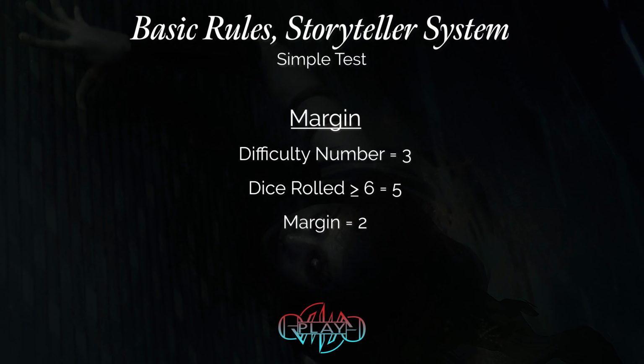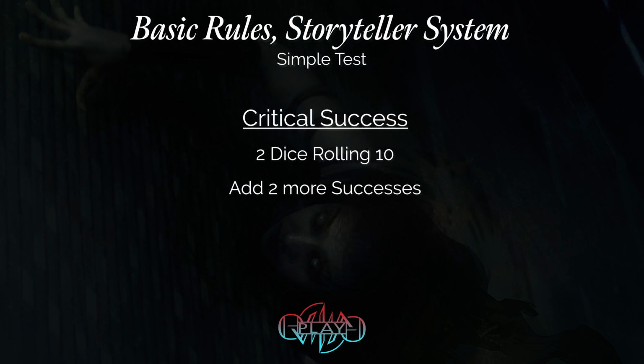The margin of success in an action is determined by the number of dice rolled showing 6 or more over the difficulty number. So, if the difficulty number was 3 and you rolled 5 successes, 5 dice showing 6 or higher, the margin of success is 2. This margin will come into play in contests and describing the outcome of actions. Rolling 2 10s in your die pool equals a critical success and adds 2 more successes. This happens in pairs, and you may roll multiple critical successes.